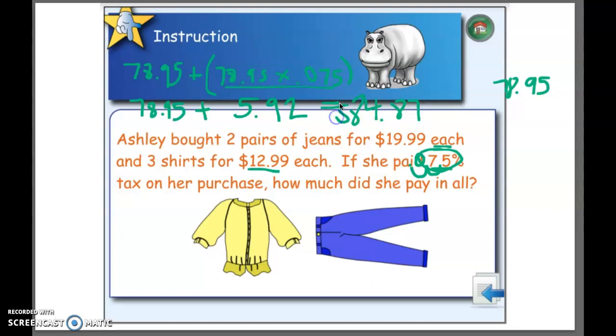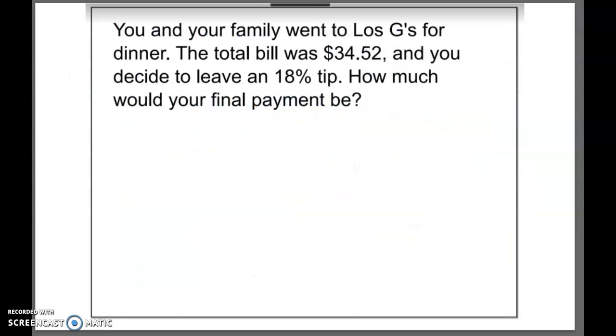Now again, if you wanted to use proportions, that's fine. You would put X over 78.95, you would put the price there, set that equal to 7.5 over 100, cross multiply and divide, and take that answer and add it back. Either way is fine. I find that I like this better because it shows me here's my tax, here's my price, add them together, and we're done.